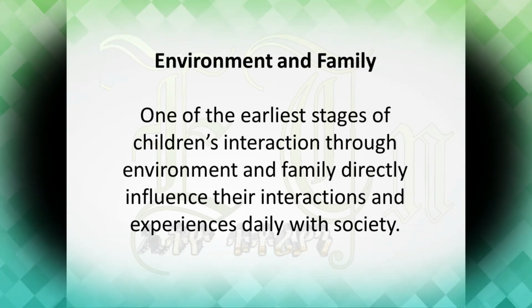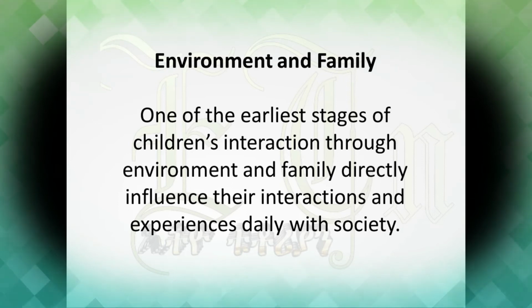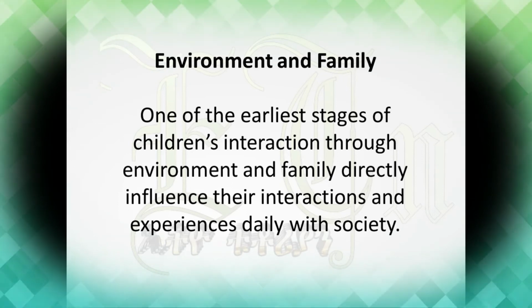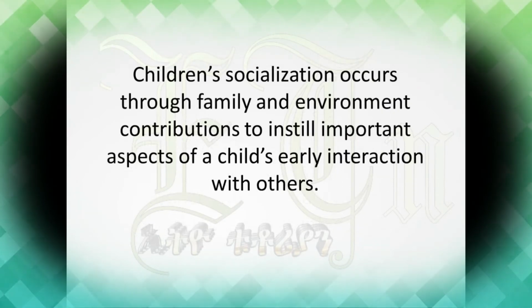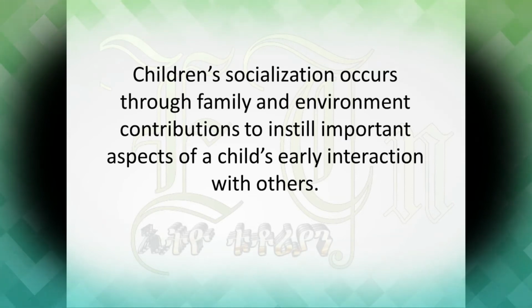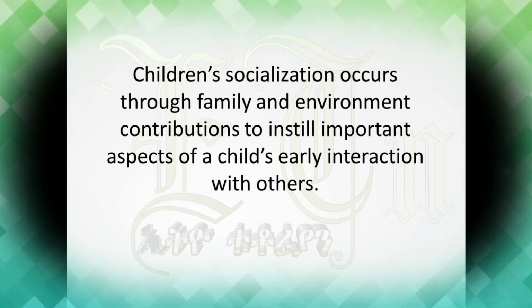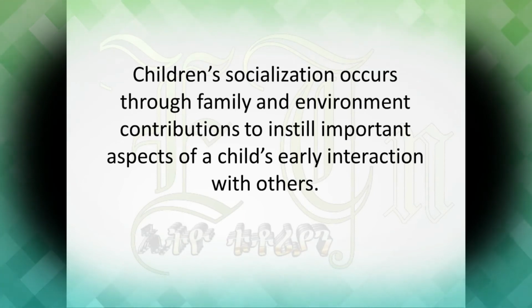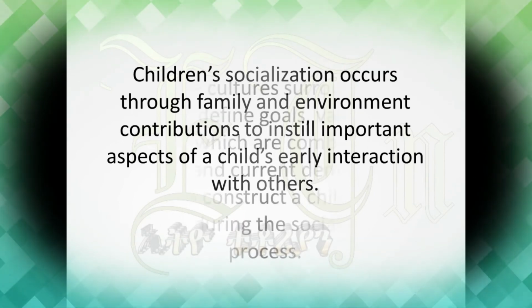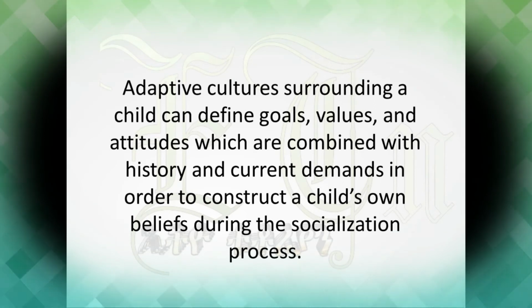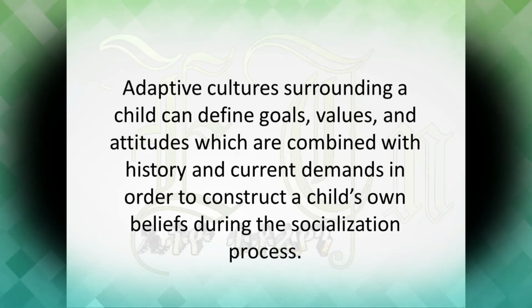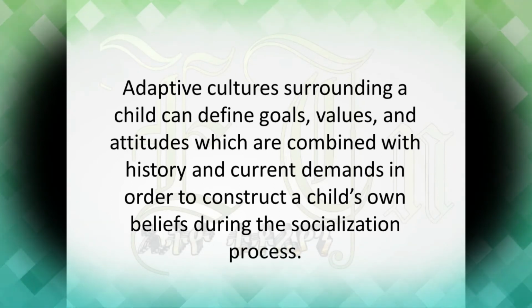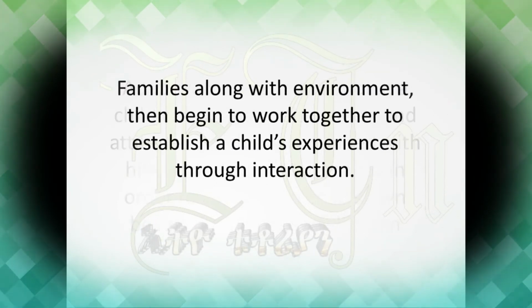Environment and family. One of the earliest stages of children's interaction through environment and family directly influences their interactions and experiences daily with society. Children's socialization occurs through family and environment contributions to instill important aspects of a child's early interaction with others. Adaptive cultures surrounding a child can define goals, values, and attitudes which are combined with history and current demands in order to construct a child's own beliefs during this socialization process.